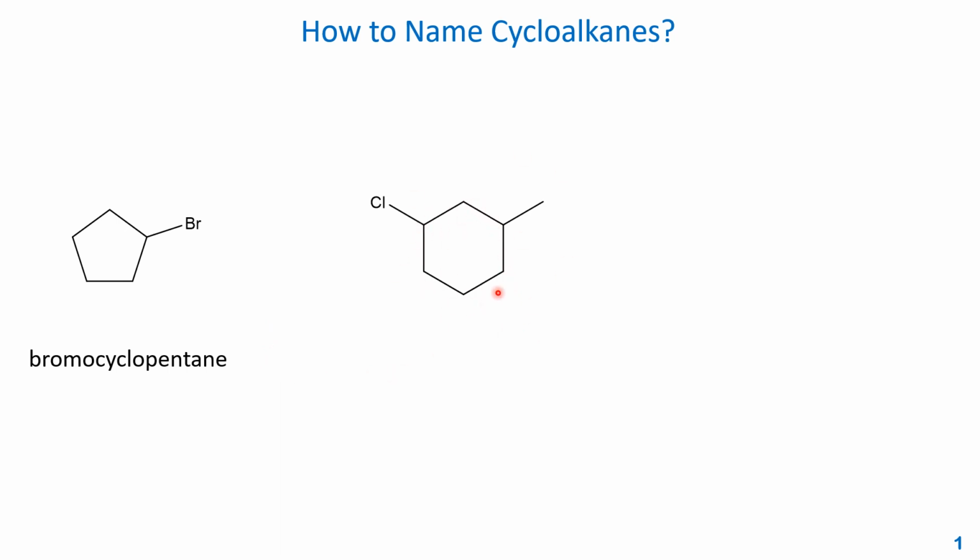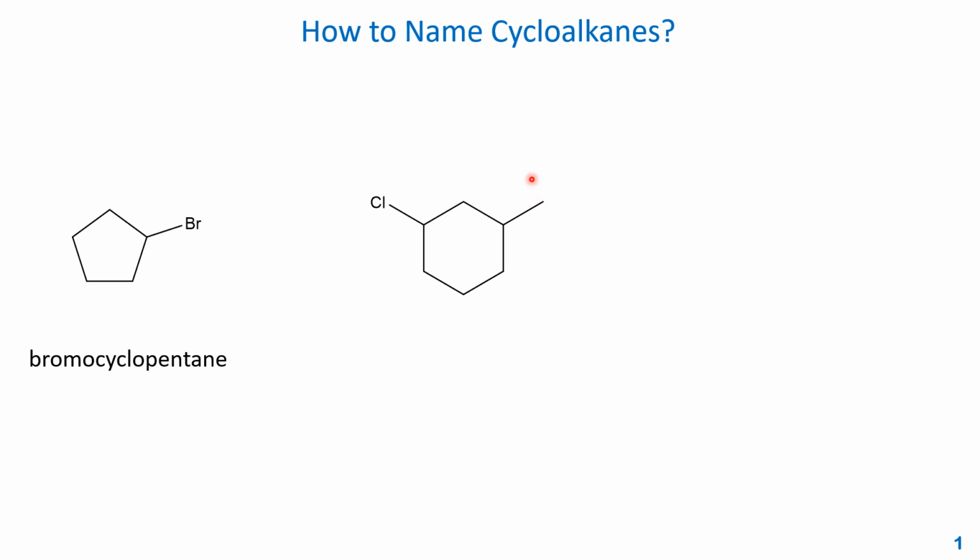The parent here is a cyclohexane, and you have a methyl group and a chloro group. If you remember the rule of numbering, you want the lowest number, so you can number this as 1, then this 2, that's 3: 1, 3. If you number this as 1, that's 2, that's 3, it's also 1, 3. That's a tie, just from the numbering of these two substituents.